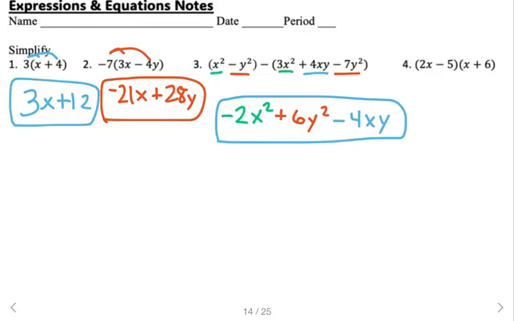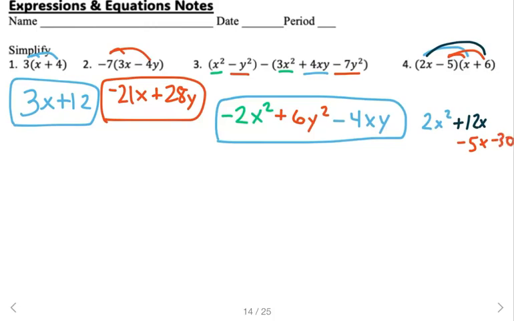Number 4, we got a binomial times a binomial, so we're going to distribute twice. We're going to multiply 2x times the x. We get 2x squared. Then we'll multiply 2x times the 6 and get 12x. We'll follow that up by distributing the negative 5. Negative 5 times x is negative 5x. And then negative 5 times 6 is negative 30.